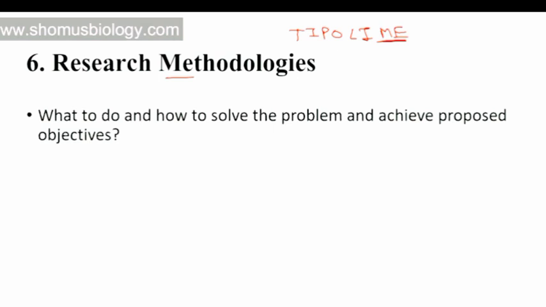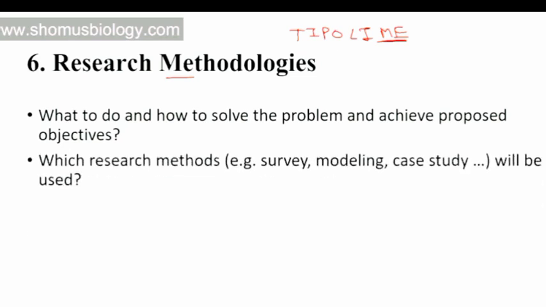Then the sixth is research methodologies. So we began with TIPOLI and now ME for methodologies, right? So research methodologies means what to do and how to solve the problem and achieve the proposed objective. So you need to mention how you are about to conduct the study: the series of experiments that you are going to do, or if it's a survey or anything. You need to mention how exactly you are going to address the answer to that question.